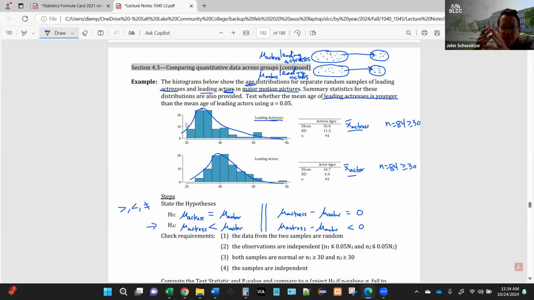We're trying to see if leading actors have maybe longer careers, right? If maybe the average age for leading actors is a little bit older than for leading actresses. That's what we're trying to figure out. Okay, so we have our sample over here. So we had a sample of 84 leading actresses. We had another sample of leading actors. For the leading actresses, the average age was 35.6. For the leading actors, the sample mean was higher, 44.7.